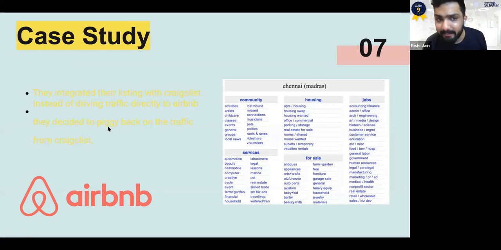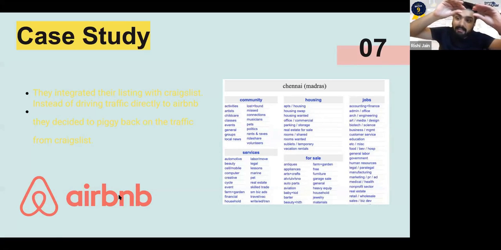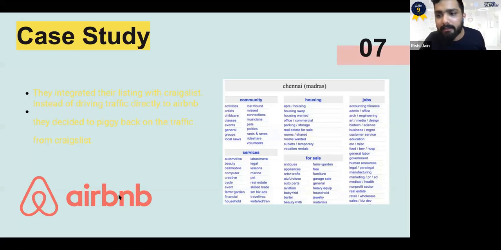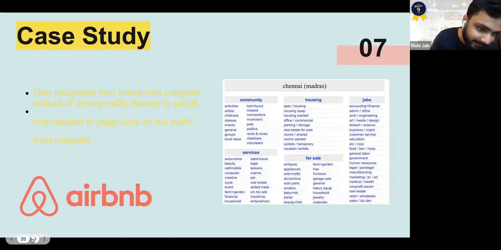But what Airbnb decided was to piggyback on the traffic of Craigslist, which means all the Airbnb homes, they started listing on Craigslist. Which means Craigslist was actually getting a higher ranking on top. From there, Airbnb, instead of building their own SEO team and SEO aspects, started driving the traffic from Craigslist and started moving all the home seekers or the stay seekers into their channel, which was one of the best hacks of all time, using somebody else's traffic to drive traffic into their organization. So this is pretty crazy.